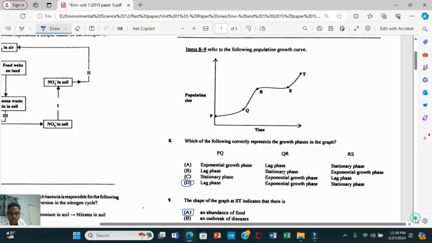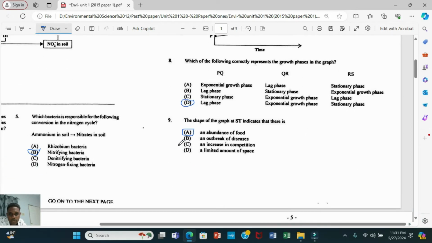Okay. Questions 8 and 9 refer to the following population growth curve. Which of the following correctly represents the growth phase in the graph? All right, so the answer is D. Of course, PQ would be the lag phase, QR would be the exponential phase, and RS would be the stationary phase or the carrying capacity.